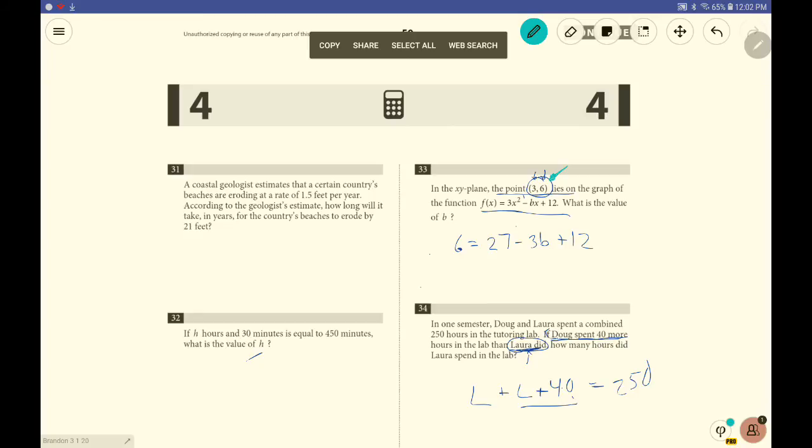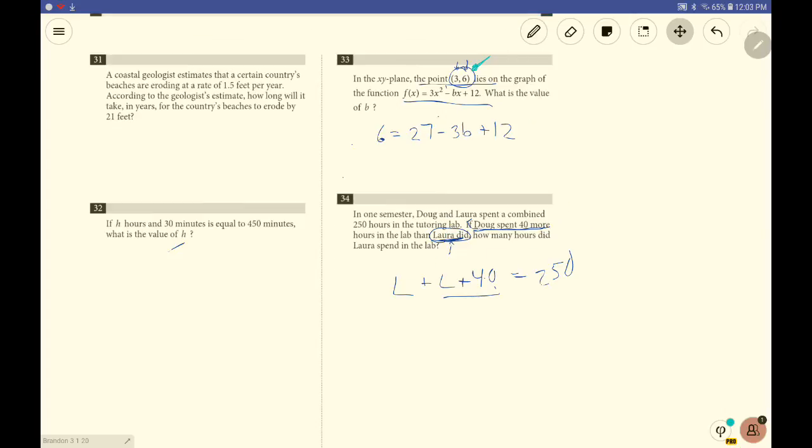Number 34, we're dealing with figuring out how long Laura spent in lab, so we'll let that be L. And Doug spent 40 more hours than Laura, so that's L plus 40. And L plus 40 equals 250.